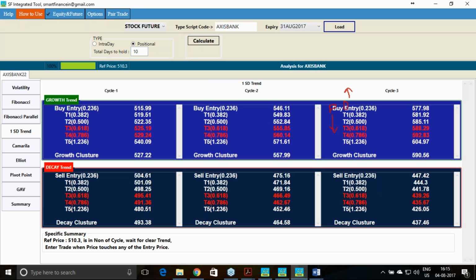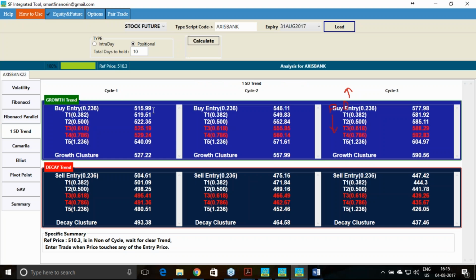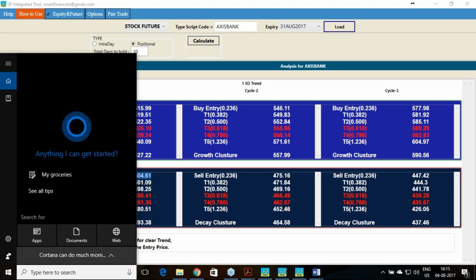Calculate. I'll go for the one SD. Currently it is at 510. So above 515 or 516, my uptrend is there. It has the probability to take me to 540. Below 505, the downtrend is there. So these are the things I am getting. Now the conclusions I have to draw.